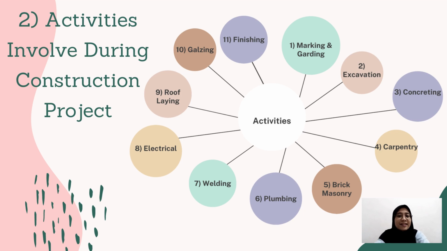Next, we will identify the activities involved during the construction project. There are 11 activities throughout the construction project that have been listed in this slide. Marking and grading is one of the first construction activities that involves marking the plot area for reference. This helps employees to always be able to orient themselves in terms of their workspace. Grading helps ensure the building is level, durable and maintains maximum support.